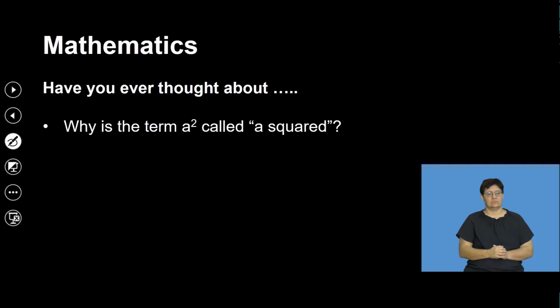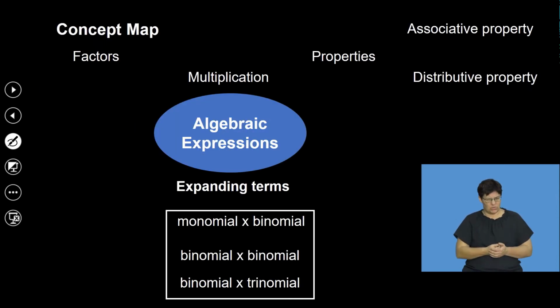Now, have you ever thought about why the term a to the exponent of 2 is called a squared, right? I'm calling it a to the exponent of 2 because under exponents, that's what we call it. But normally people then say this is a squared. Why is that the case? Just think about that and you will see at a later stage that I will show you why that is the case.